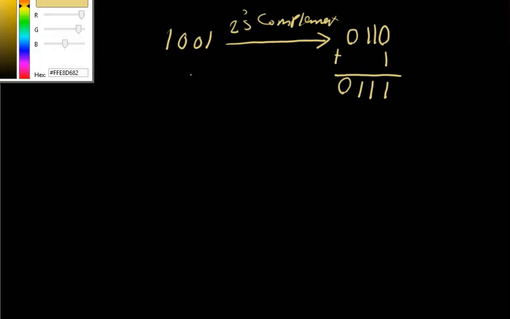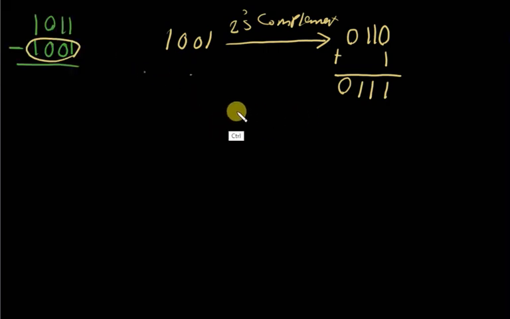So this is my 9, and this is my negative 9. In 1's complement, our negative 9 was 0110, but in 2's complement, our negative 9 is 0111. So this is the difference. And then we can again add this to the number.